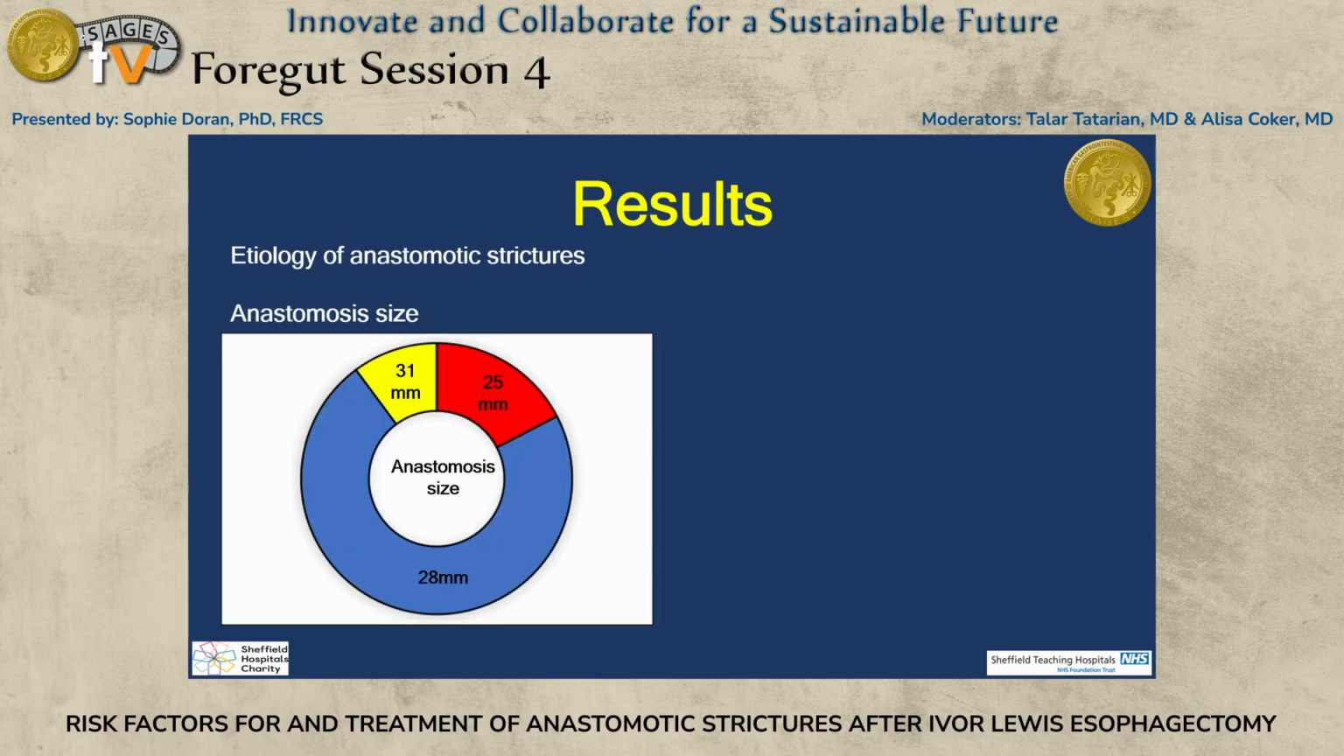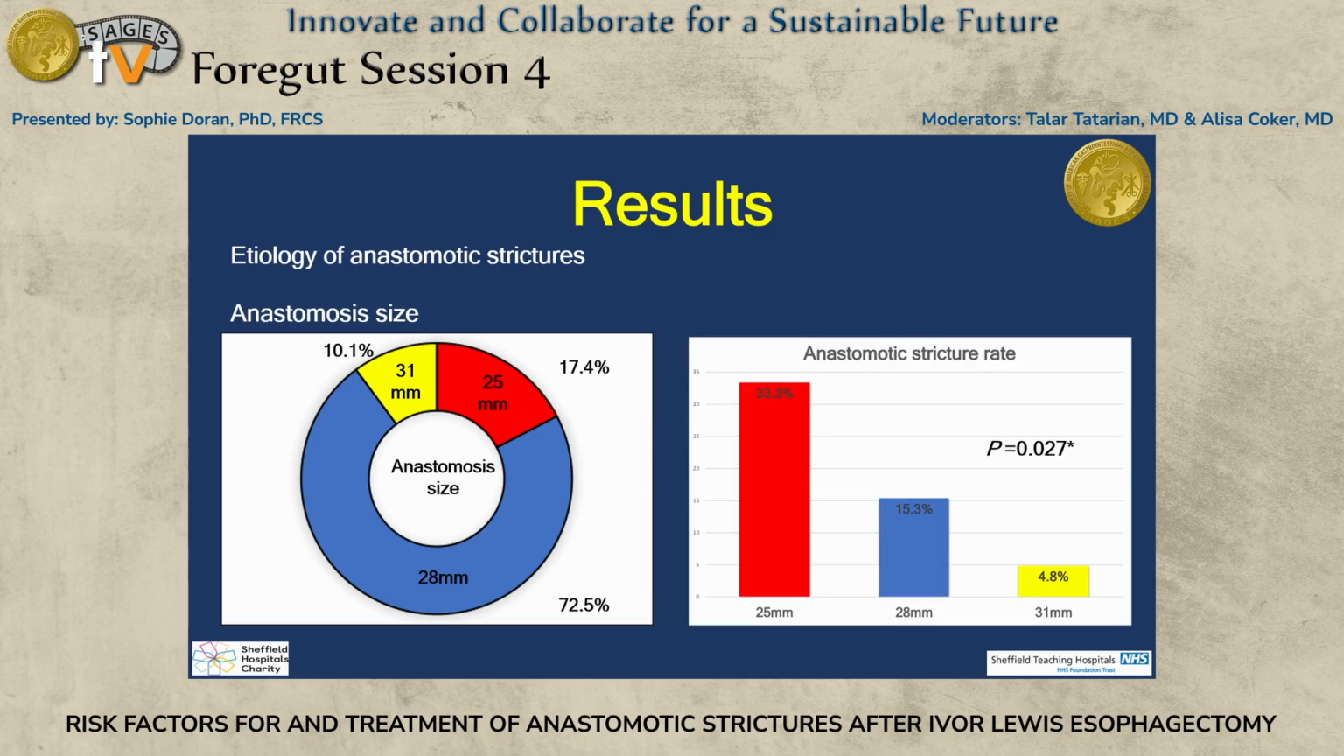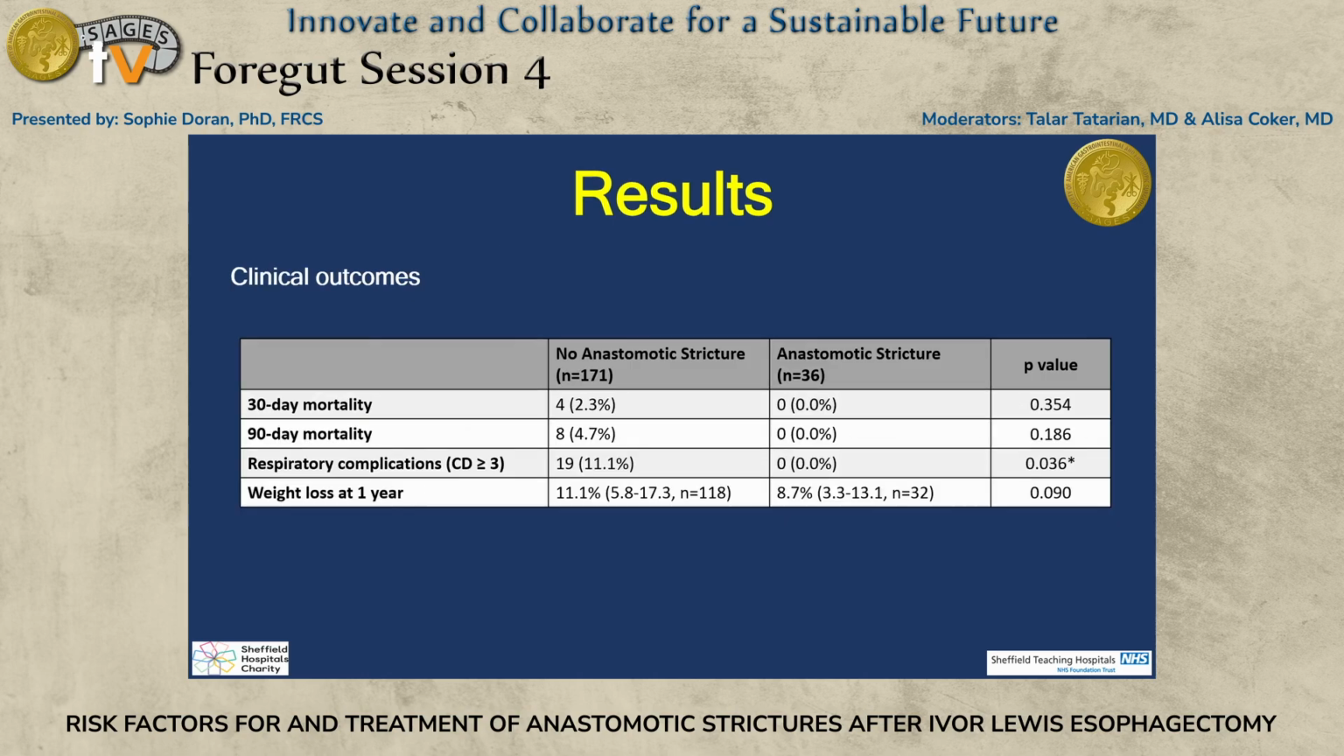So by far, the most common stapler size in our group was 28 millimeters. 72% of patients had a 28 millimeter anastomosis. And this had a significant impact on stricture rate. So if you had a 25 millimeter anastomosis in our cohort, a third of these patients developed a stricture, whereas if you had a 31 millimeter anastomosis, the stricture rate was only 4.8%, and this was statistically significant.